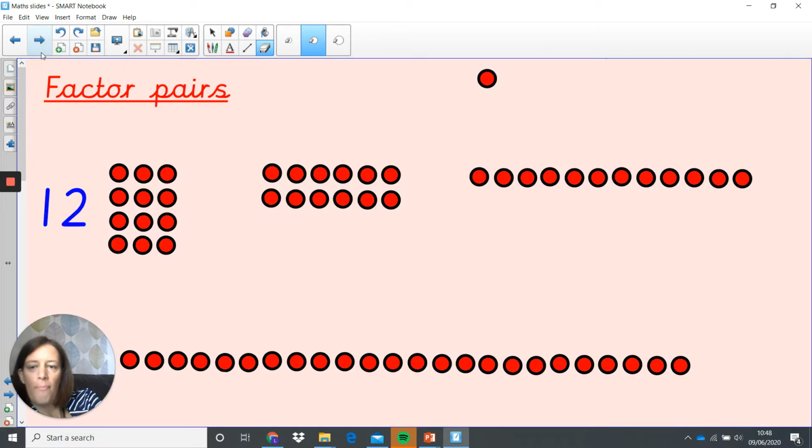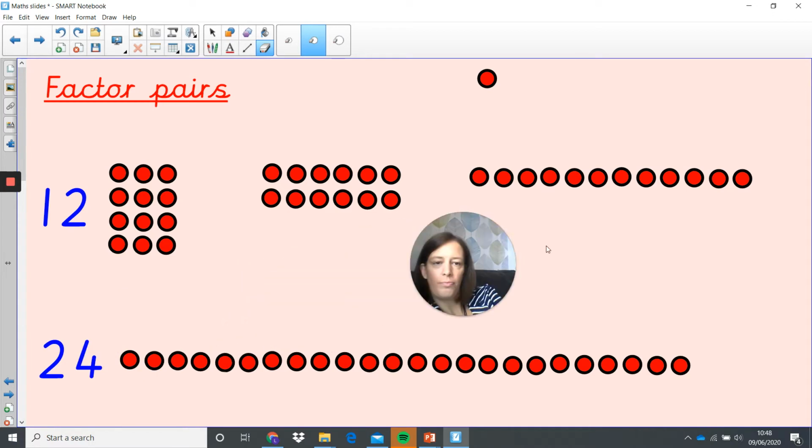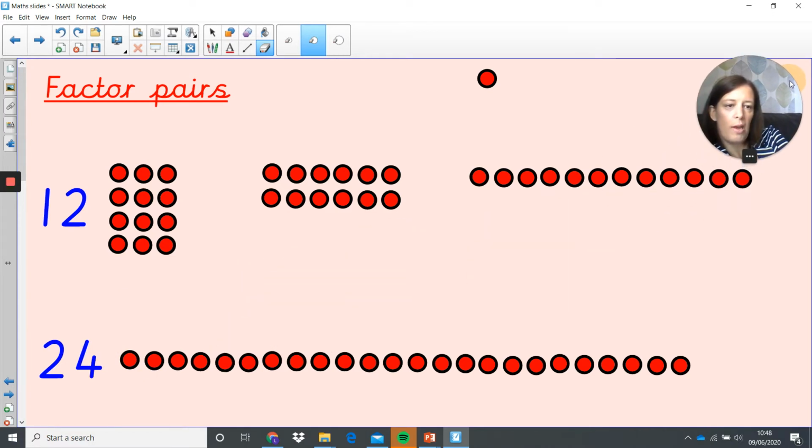Okay, let's have a look at it again. Let's have a look at the number 12 to begin with. I've drawn the different array. Can you work out what I've done here? How many rows and how many in each row? I've got 4 rows with 3 in each row to make my 12 counters. So a factor pair of 12 is 4 and 3, because 4 times 3 makes 12.